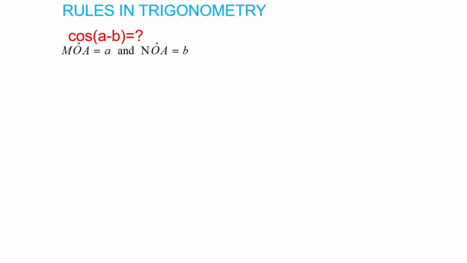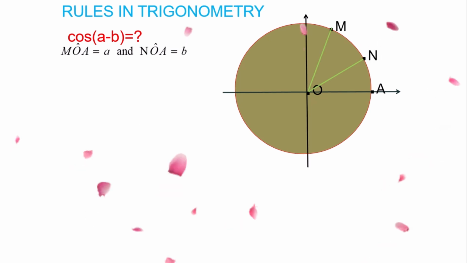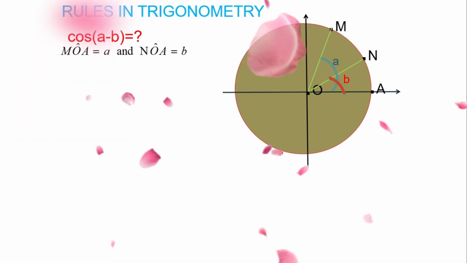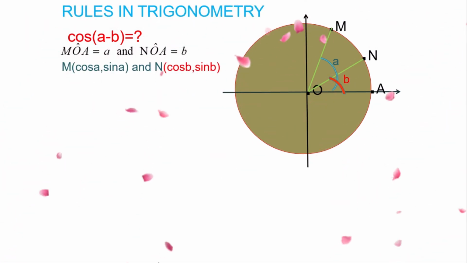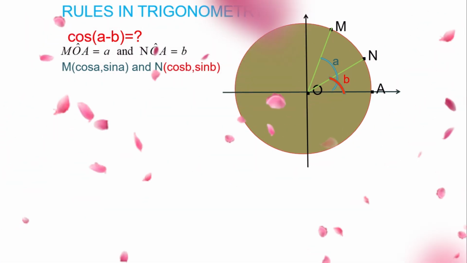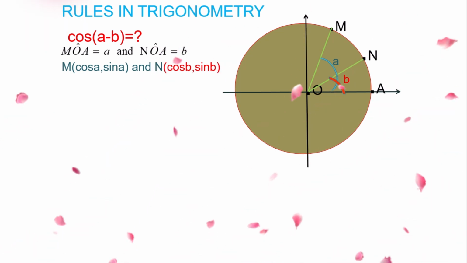First, cosine (A minus B). How to calculate cosine (A minus B)? This is angle A and this is angle B. And here we have the trigonometric circle. The coordinates of M are cosine A, sine A, and the coordinates of N are cosine B, sine B.